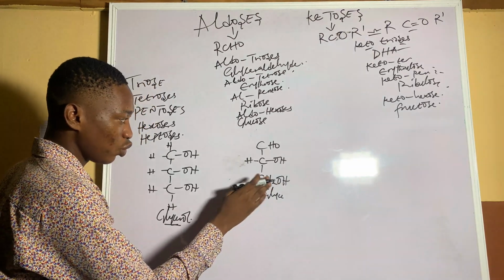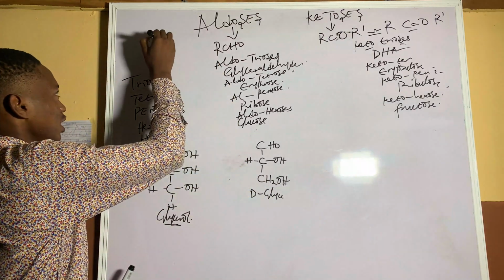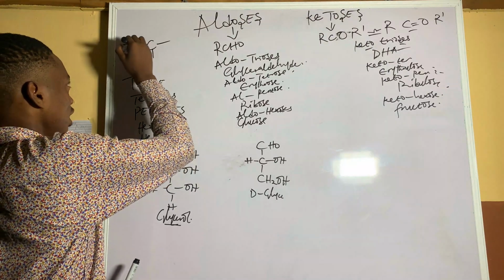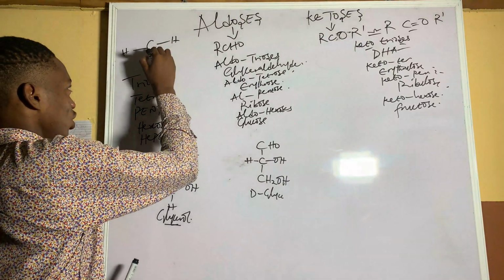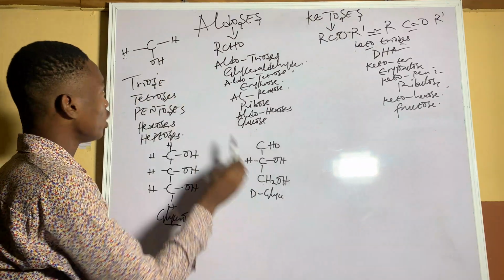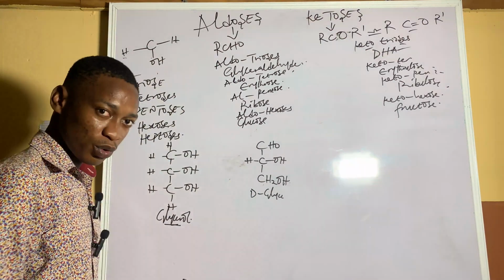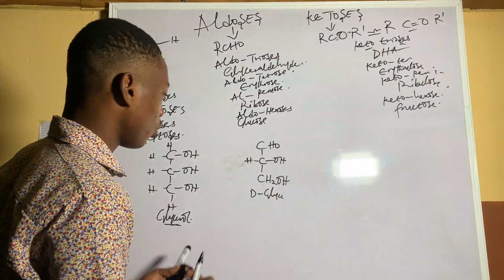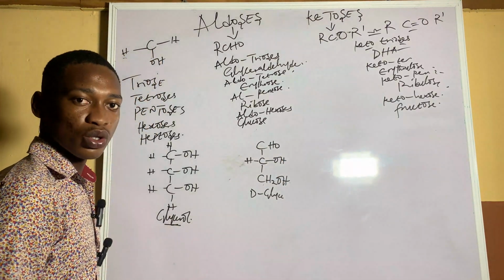Remember this CH2OH. CH2OH is the same thing as CH, like HOH. So this is CH2OH. CH2OH is the same thing as this. I hope you understood what I mean. So this is an example of an aldotriose.